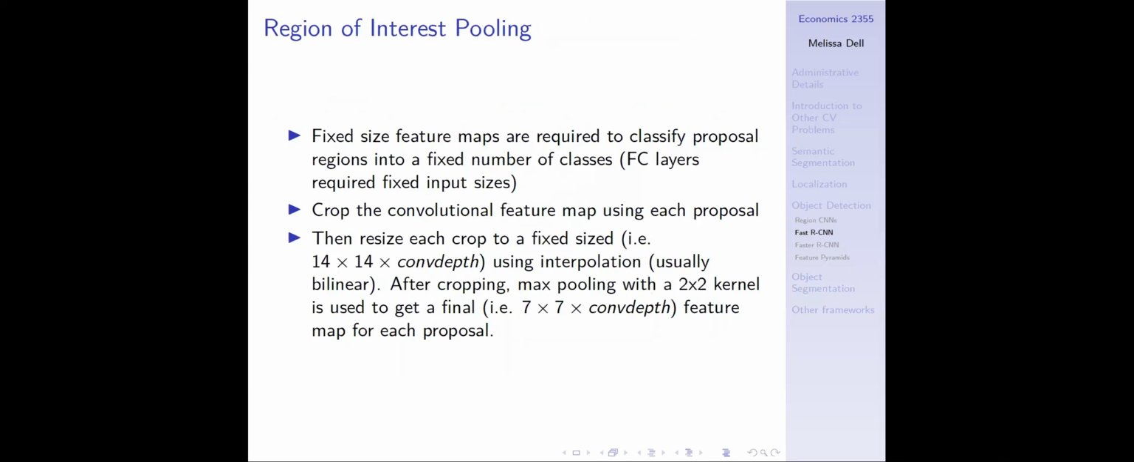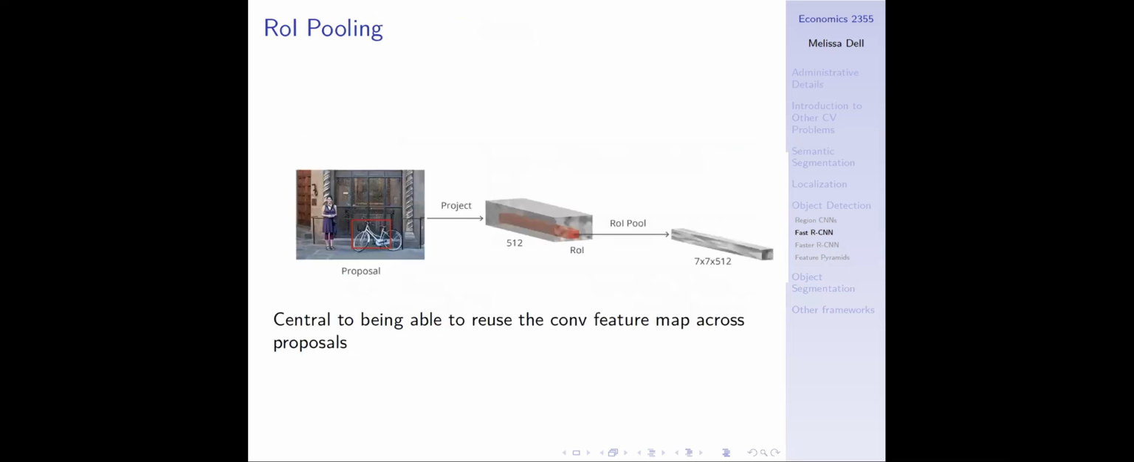And the way that they turn this into these fixed size objects that the last layers require is to just crop the convolutional feature map using each of the proposals. So you can project that proposal from the raw image to the last layer of your convolutional feature map. And then you're going to resize it, using interpolation and maybe passing it through max pooling. And that will give you this constant sized input to your classification head and your regression head.